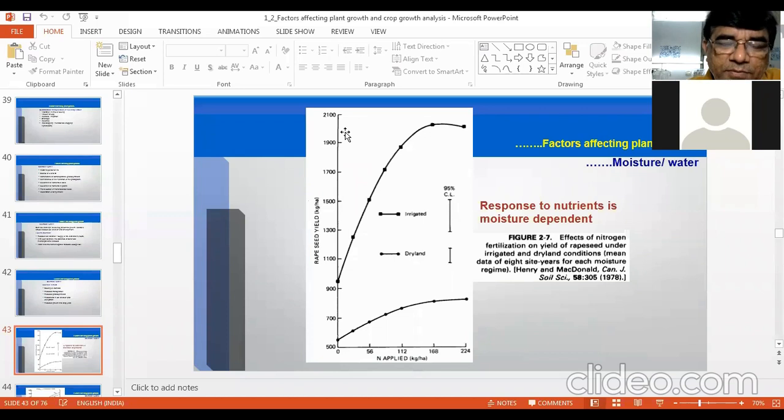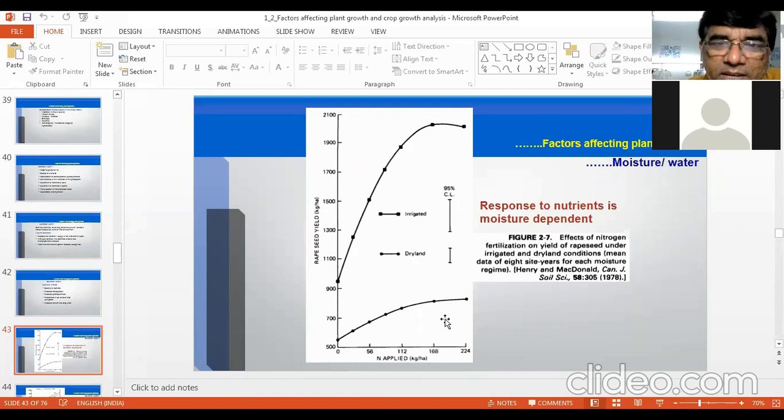If you do not have sufficient water, you need not apply these high doses. So that is why the message is that if your conditions are dry land conditions, moisture availability is low, so rate of fertilizer applications are low. Because these are having interaction.